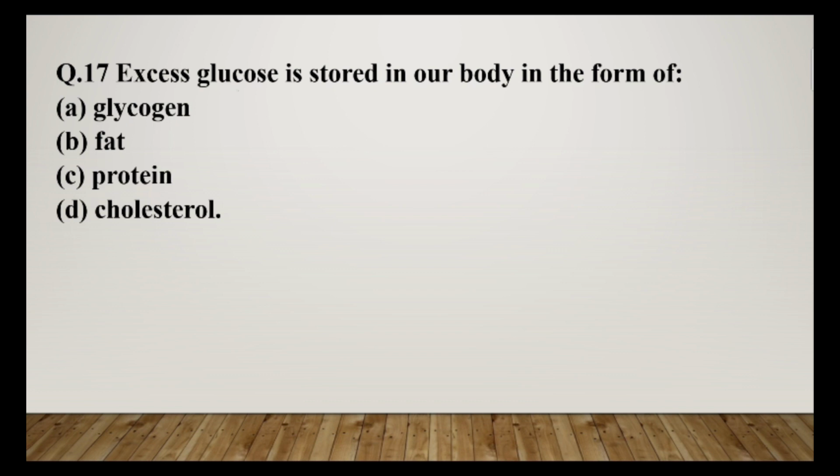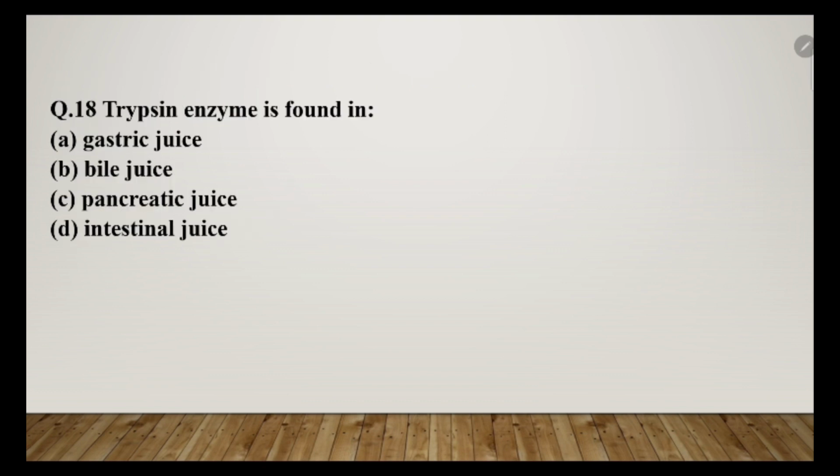In our body, excess glucose is stored in the form of glycogen. In the animal body, it is stored in the form of glycogen. In the plant body, it is stored in the form of starch. Enzyme trypsin is found in, options are gastric juice, bile juice, pancreatic juice and intestinal juice. So, pancreatic juice will be the answer for this question.